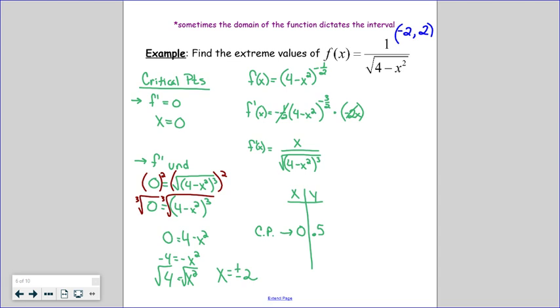Great. That's a max or a min. It's 0.5, but I don't know if it's a max or a min, do I? I know it's a max or a min, but I don't know what it is. So how do I figure out what it is?